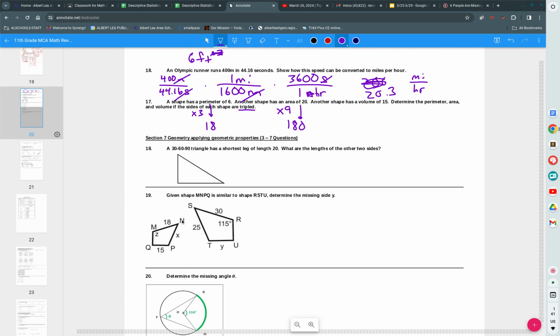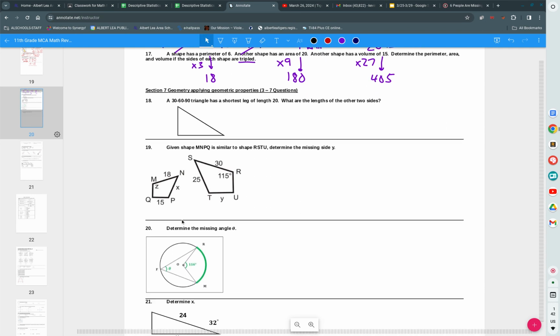We'll try the next one, the volume. Volume is dimension 3, so we're not going to multiply by 3. We're going to multiply by 27, 3 cubed. Good. So we get 405. Okay, so consider the dimension and then either square it or cube it.